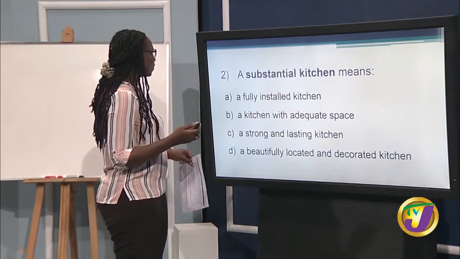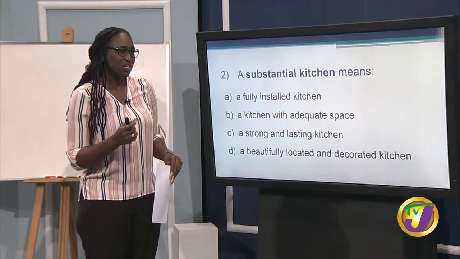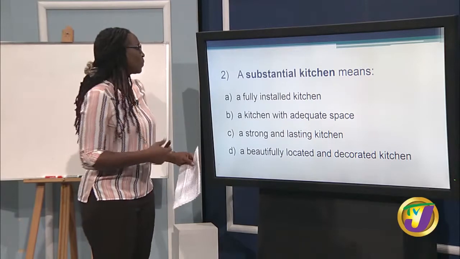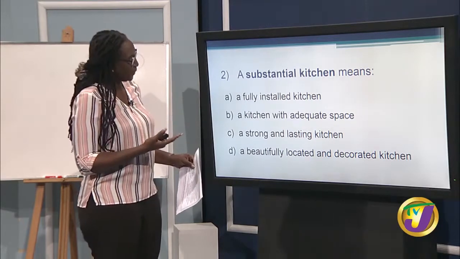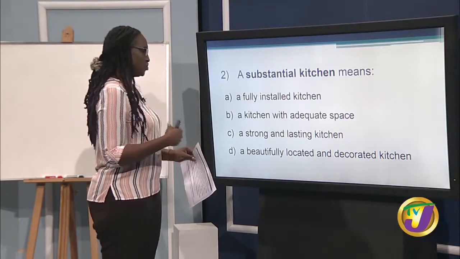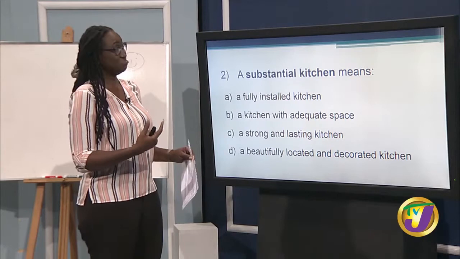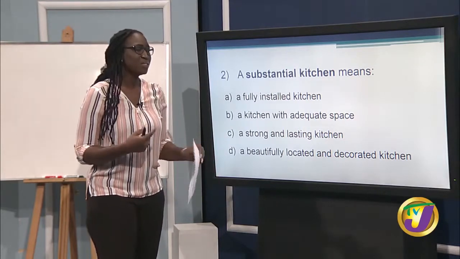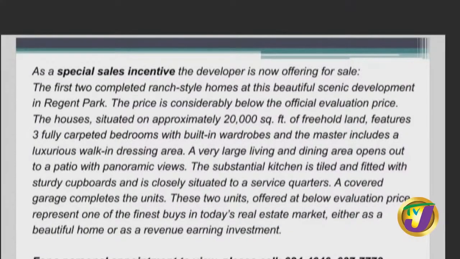All right. A substantial kitchen. So when they said that the kitchen is substantial, what do they really mean? A fully installed kitchen, maybe. A kitchen with adequate space, maybe. A strong and lasting kitchen. Maybe. A beautifully located and decorated kitchen. So what about the kitchen makes it substantial? Think about the word. Think about the context within which the word is used. Substantial. When you say something is substantial, what meaning are you aiming at?